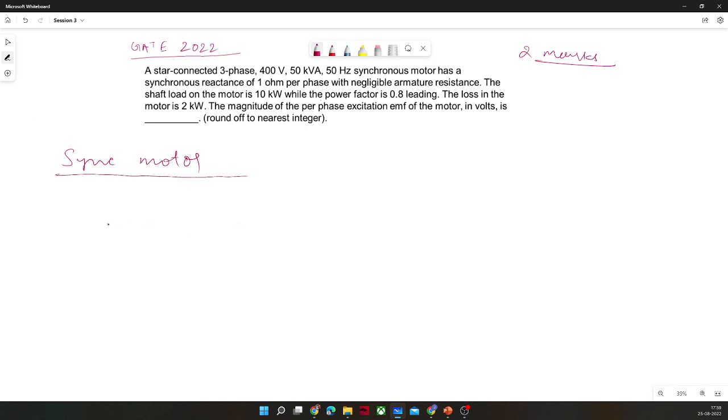In motor, we give some input. That input is generally electrical input. After that, there would be some power developed at the armature, and this input we can call input power, whatever we are providing, 3 Vt Ia. And after this, there would be some losses here as well.